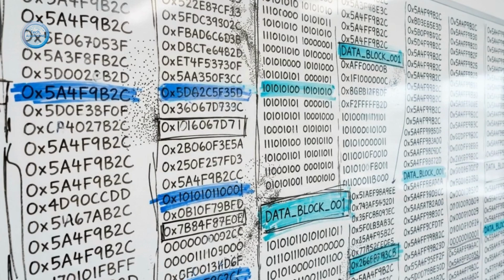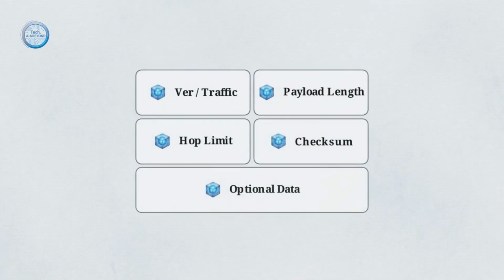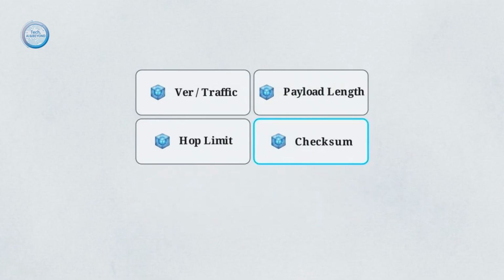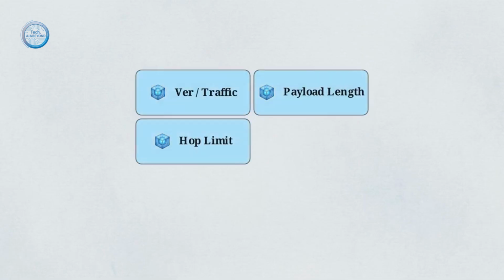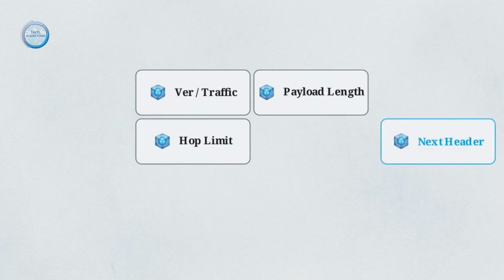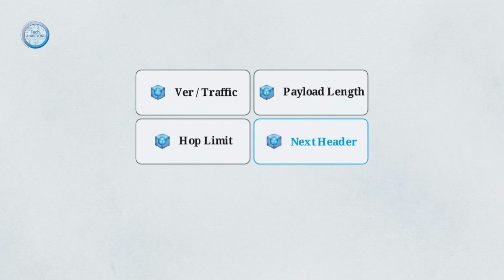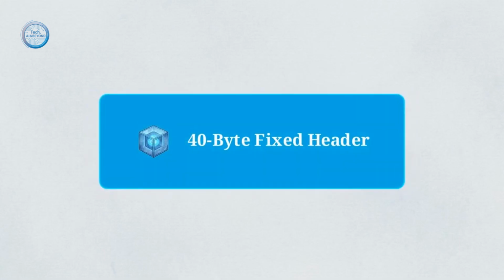It utilizes a 128-bit architecture, providing an address pool large enough to eliminate the need for NAT entirely. Looking at this comparative breakdown, the newer protocol simplifies processing. The 40-byte IPv6 fixed header strips away optional fields and eliminates the hardware checksum, reducing the processing overhead required by intermediate routers. Optional routing instructions are now modularized through a specific next header field.